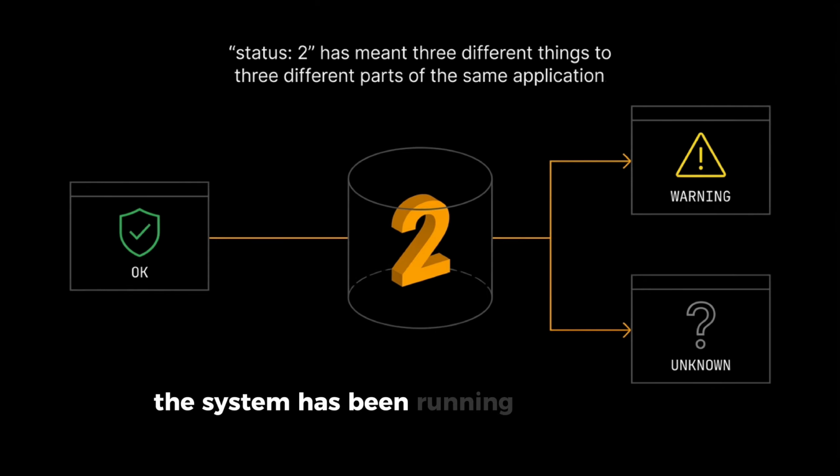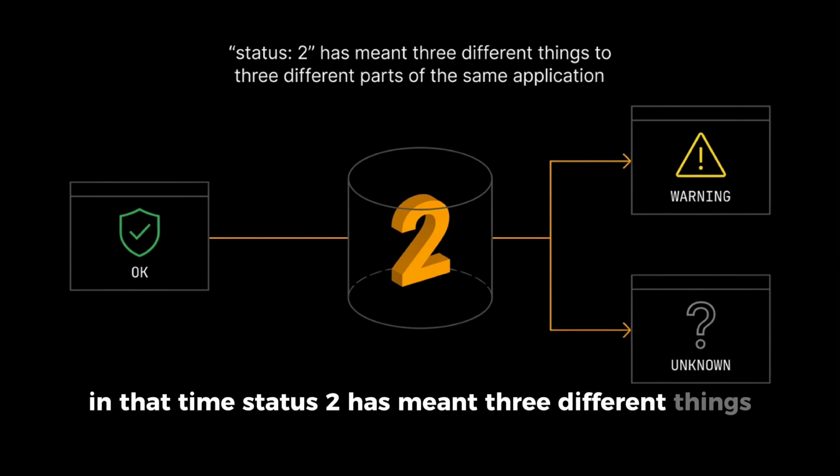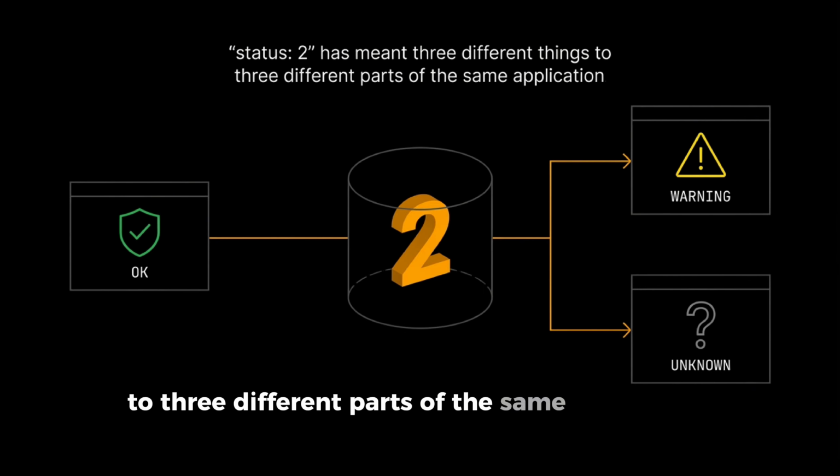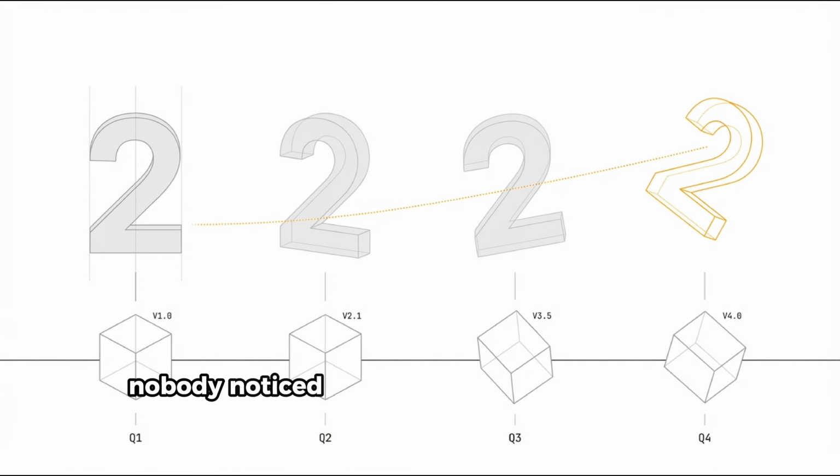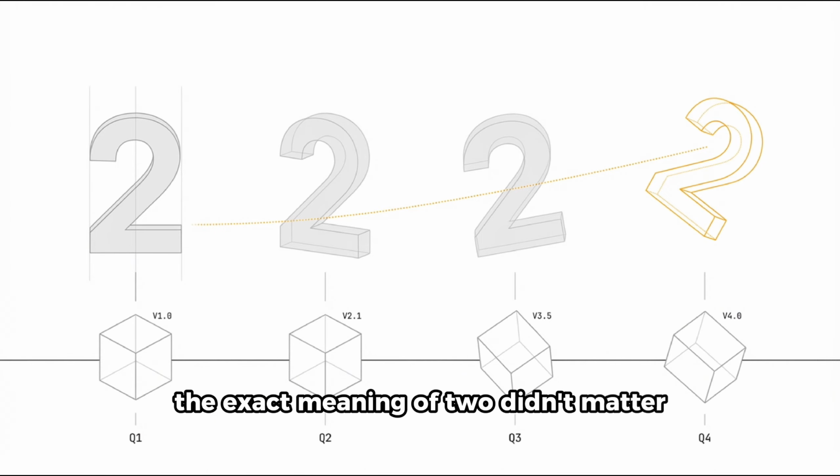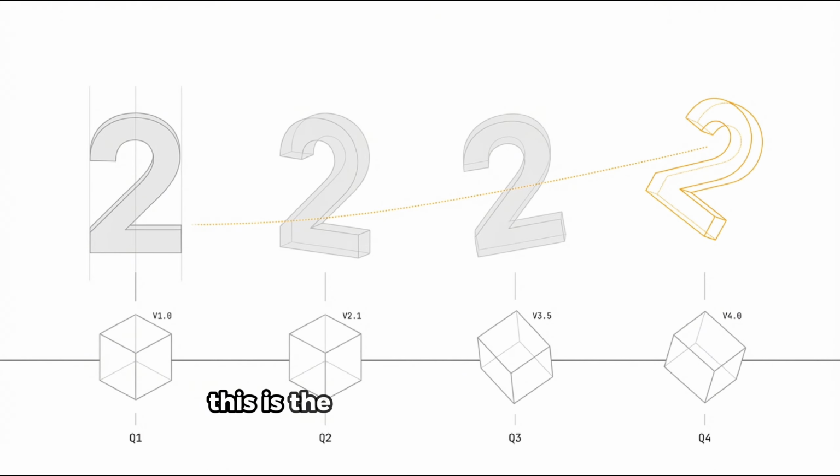The system has been running for 4 years. In that time, status 2 has meant 3 different things, to 3 different parts of the same application. Nobody noticed because when everything was working, the exact meaning of 2 didn't matter. It matters now.